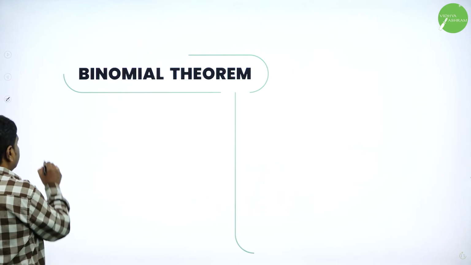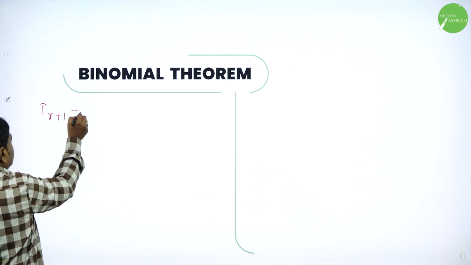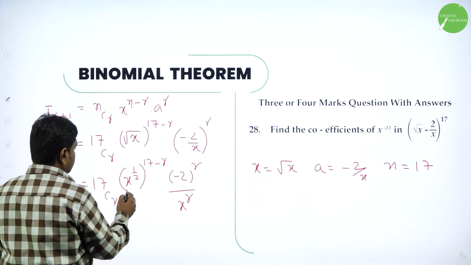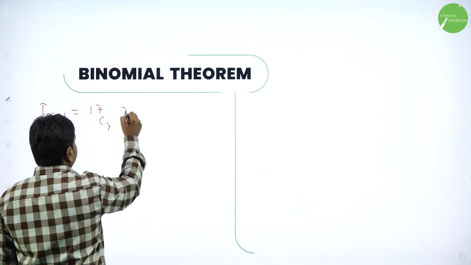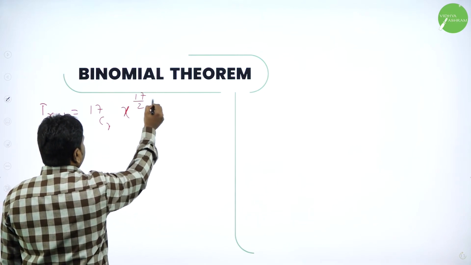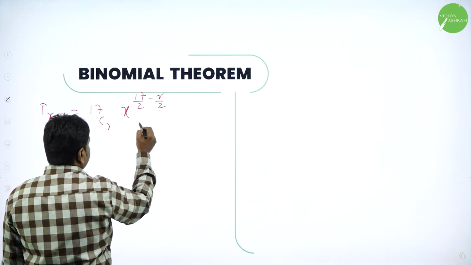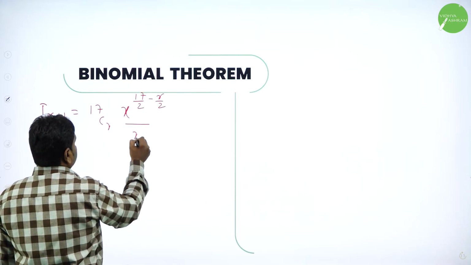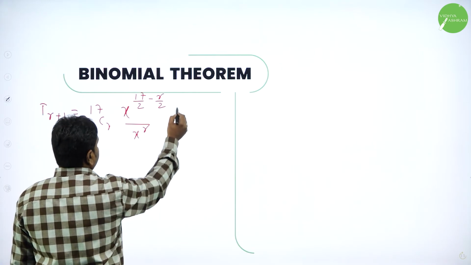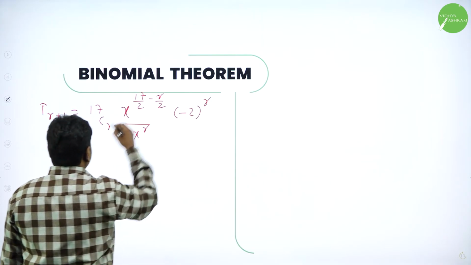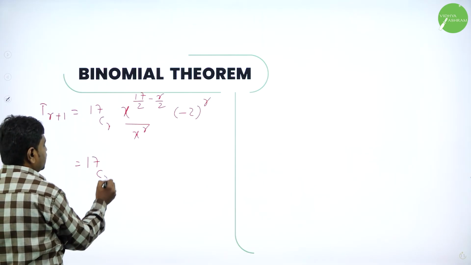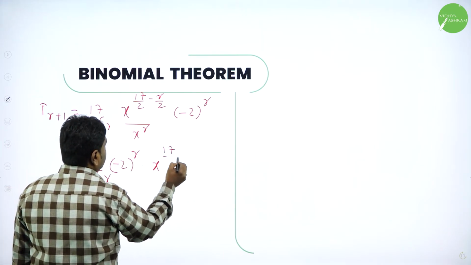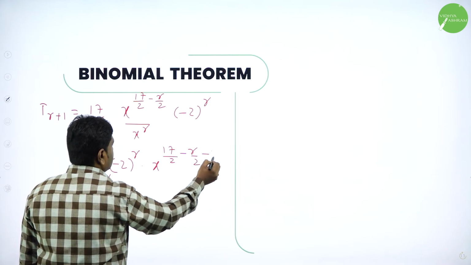Now group it. So you'll get T(r+1) is equal to 17Cr into x power half into 17 minus r, that is 17 by 2 minus r by 2, divided by x power r, and separately we have minus 2 power r. You can group this minus 2 power r in the beginning, so I can write it as 17Cr minus 2 power r. Law of indices, x power 17 by 2 minus r by 2 minus r.